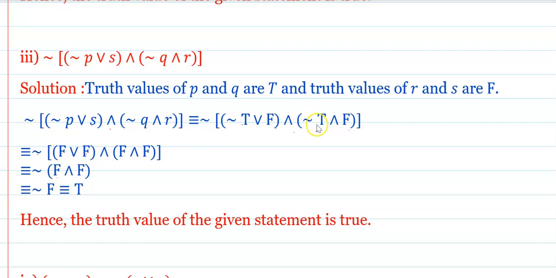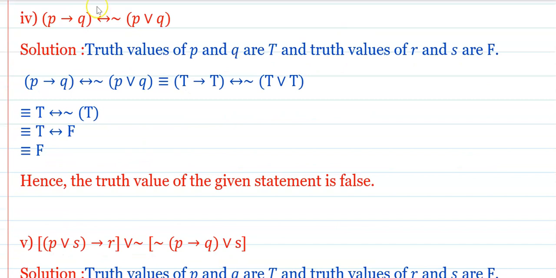Next, negation of T is again F. F and F is F. Then the negation of F is true. Again, you can see here, and hence the truth value of the given statement is true.